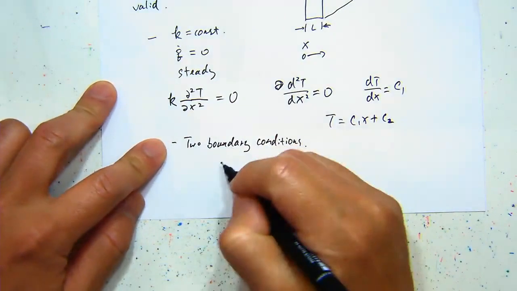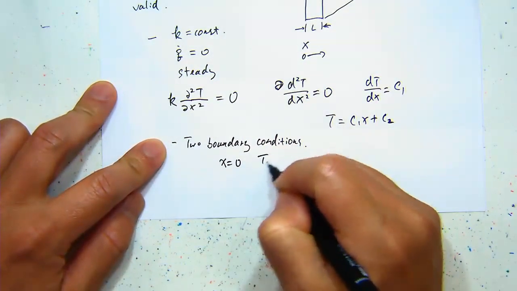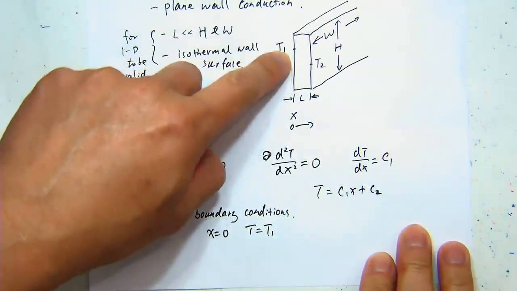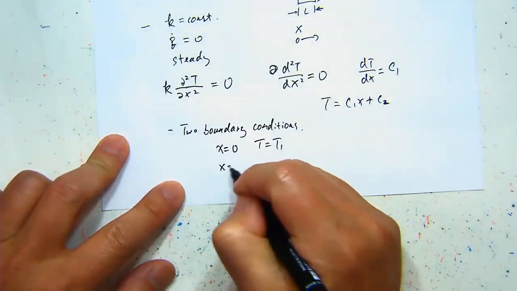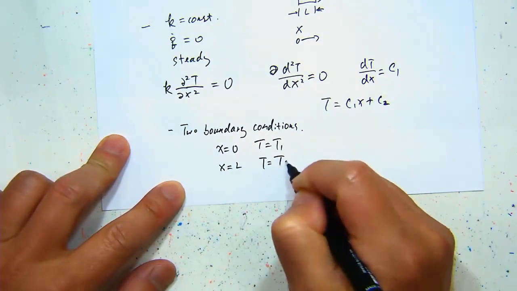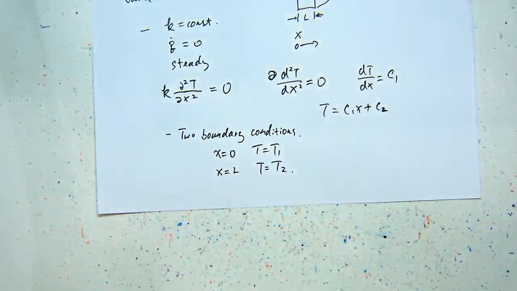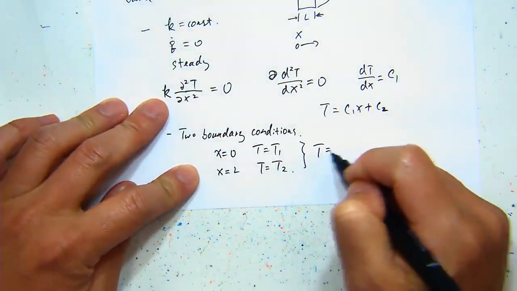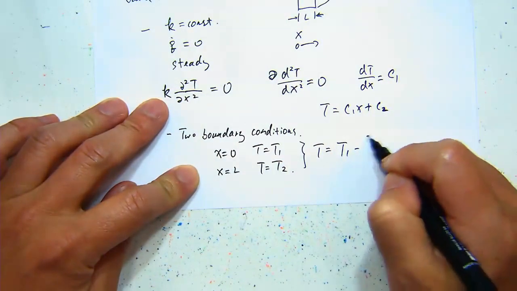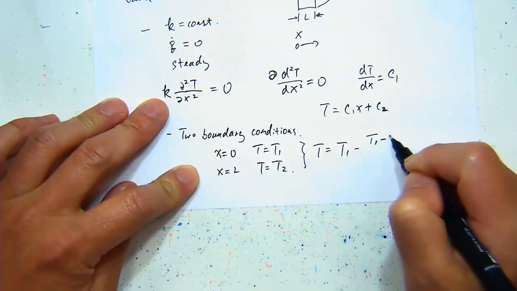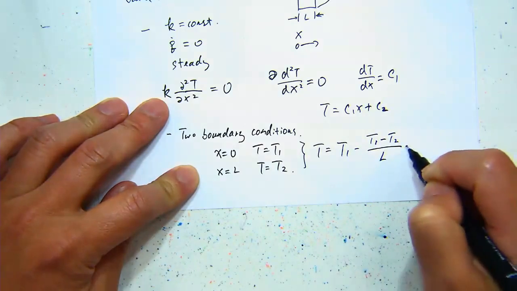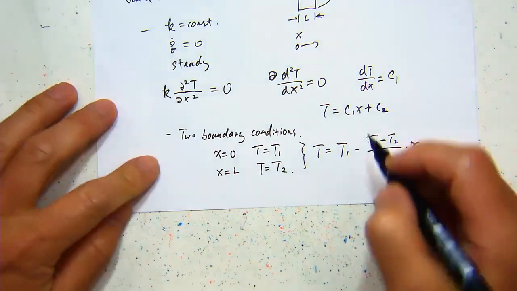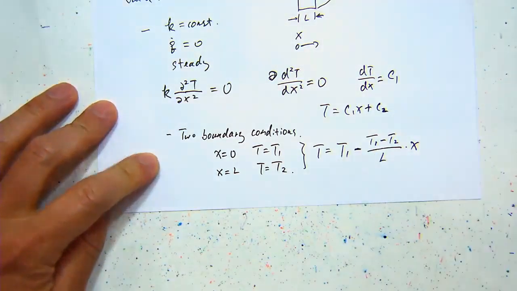So one is when x equals 0, temperature equals T1. This is what I referred to there. And x equals L, T equals T2. Then bring these two in, you can find the temperature distribution, T1 minus T2, divided by L and times x. So this is the temperature distribution.